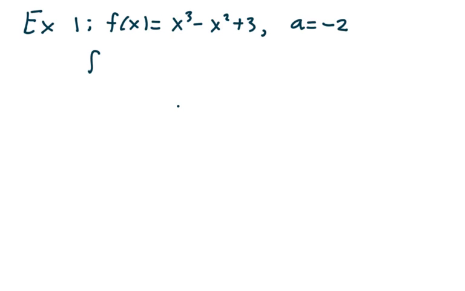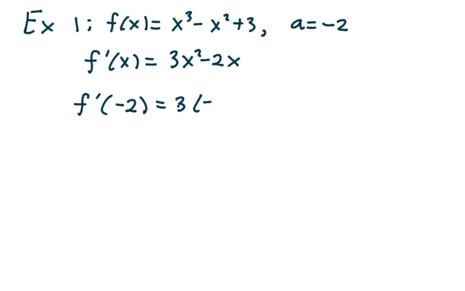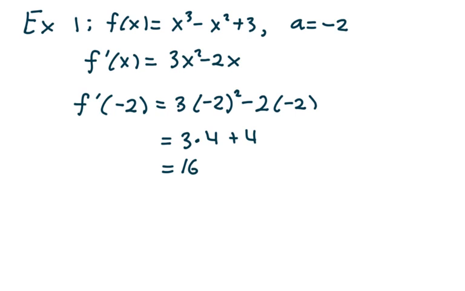So if we take a look at example 1, we'll just look at this one. F of x is x cubed minus x squared plus 3. And A equals -2. So if I take the derivative, I get 3x squared minus 2x. And so I need to plug in -2. So I get 3 times -2 squared minus 2 times -2, which is 3 times 4 plus 4. So that looks like it's 16.